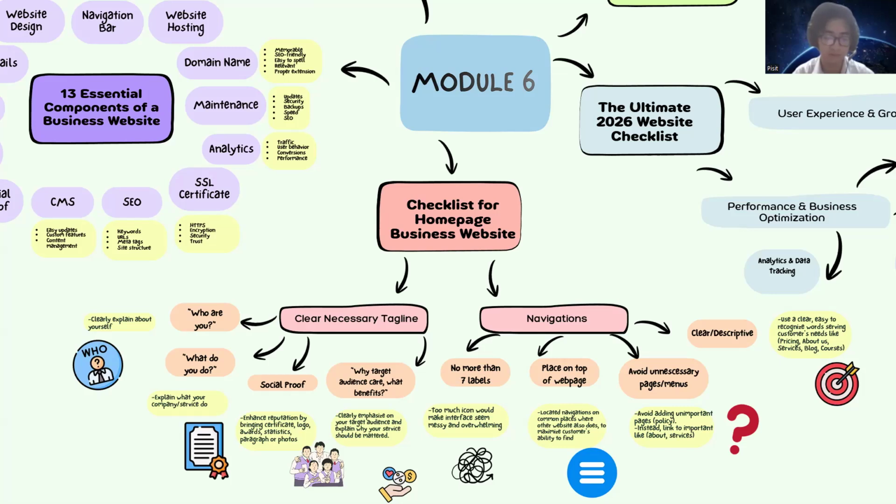Okay, so the second one is navigation. Navigation is essentially the things that people can check on your website, or other features you can add on. There are four of them I would recommend. The first one is no more than 7 levels. When adding navigation, it shouldn't be more than 7 levels, because too many icons make the interface seem messy and overwhelming for clients. So keep it short, not too much.